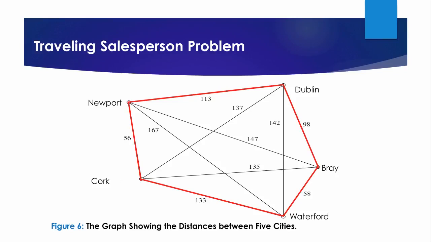We list these 12 different circuits and the total distance traveled for each circuit. As can be seen from the figure, the minimum total distance of 458 miles is traveled using the circuit Bray, then to Waterford, then to Cork, then to Newport, then to Dublin, and then to Bray, or its reverse. We just described an instance of the traveling salesperson problem.